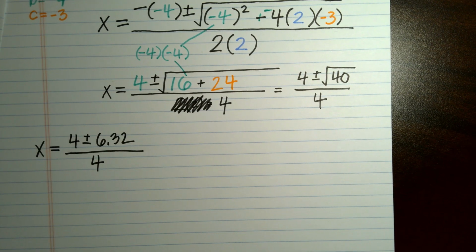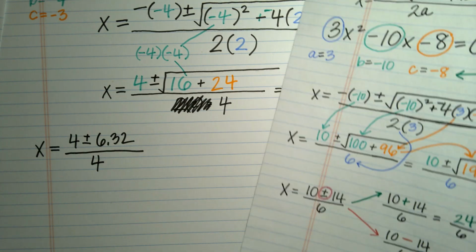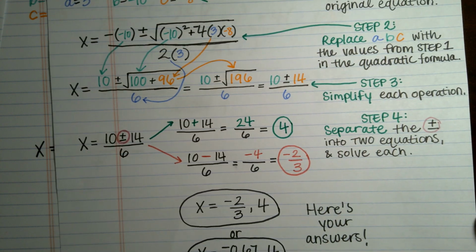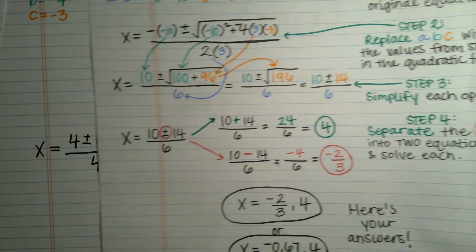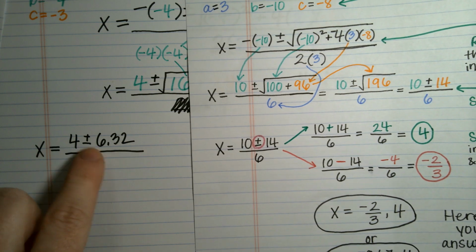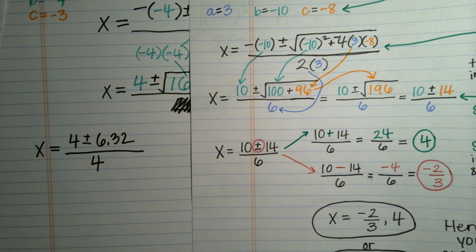Now, let's look at that cheat sheet. We're at step 4 now. We want to separate the plus or minus sign into our two equations. You guys see that? We don't have any more crazy symbols. All we got is numbers, pluses, and minuses.